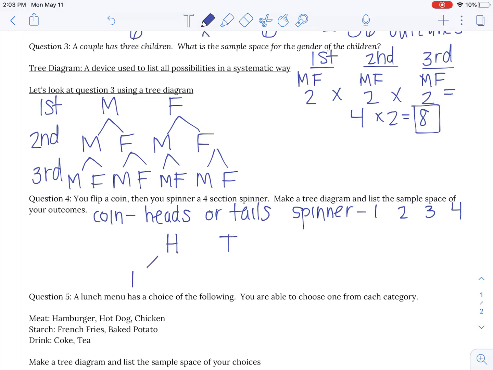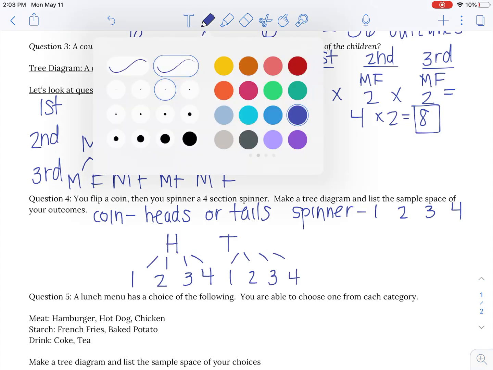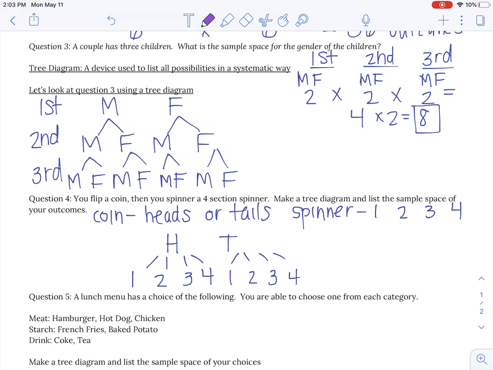And then under each of them, I have to list all my options for my spinner. So I have a 1, a 2, a 3, and a 4 under heads. And then if I were to flip tails, I still have those same options. So the sample space is a list method going from this tree diagram, and I'm going to try my best to highlight as I talk.